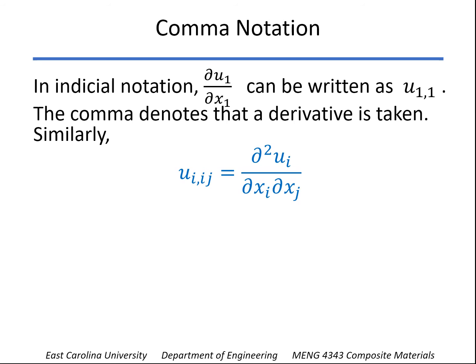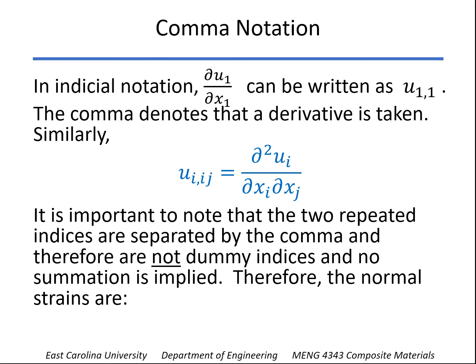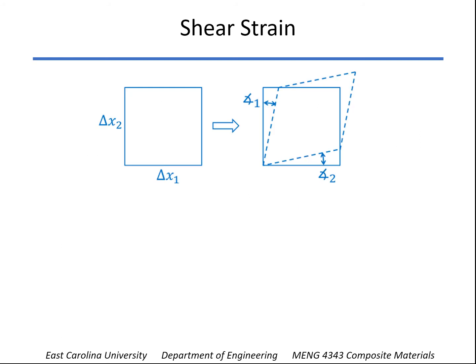It's important to remember here that when you have that comma, you have repeated indices, but when they're separated by a comma there, they're not treated as dummy indices, and so there's no summation that's applied there. So using this definition, epsilon 1,1, the normal strain in the one direction, can be written as u1 comma 1, and similar for the normal strains in the other two directions, so epsilon 2,2 and epsilon 3,3 is shown there.